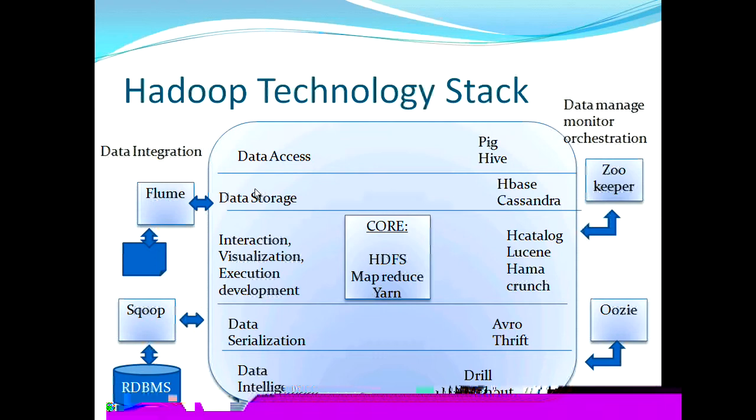So, interaction, visualization, and execution development. We have HCatalog, Lucene, Hama, and Crunch. HCatalog is a metadata table and storage management system. It is a way to create shared schemas, a way for our tools, Pig and Hive, to interoperate. It's like having a consistent view of data across all the tools we have.